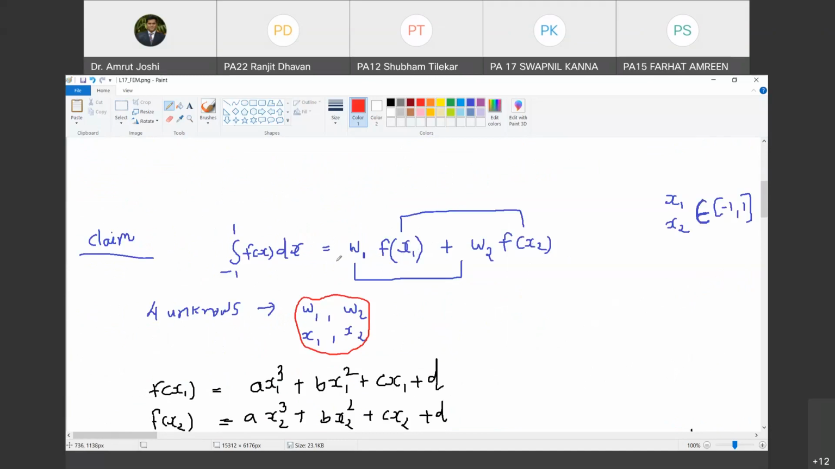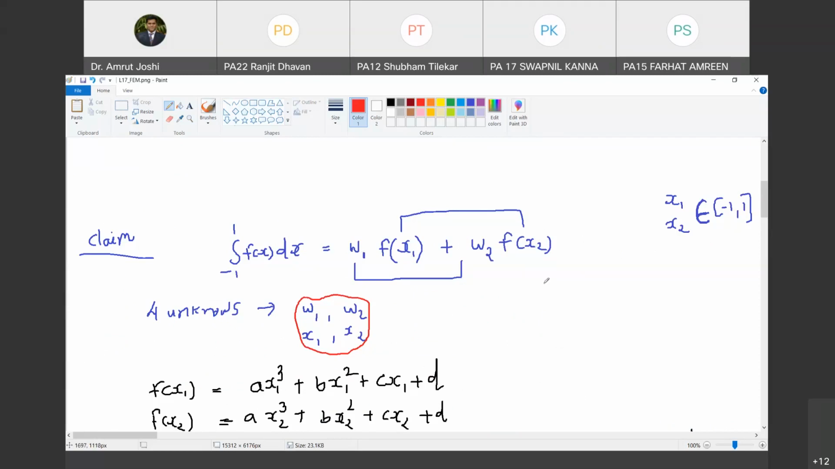Do you agree with me? Yes, sir. Since I have taken 2 points, there are 4 unknowns. If I had taken 3 points, how many unknowns would there be? There would have been 6 unknowns because you have W1 f of x1, W2 f of x2, W3 f of x3. Are you with me?